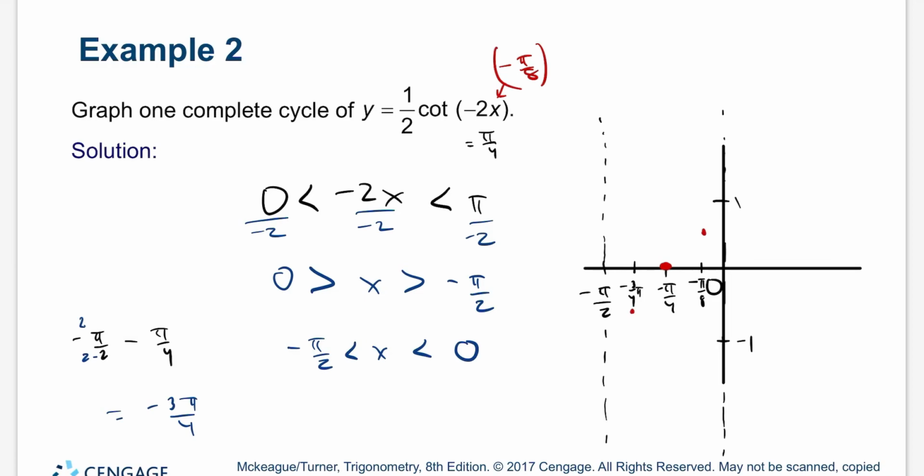So in this case, it's going to look very similar to the tangent graph. And the reason why is because of this negative. It reflected it. But usually, if this had been a positive, cotangent would have gone in this direction. But because of that negative, it flips it, it reflects it, and it looks like a tangent graph. All right, so that would be one complete cycle.